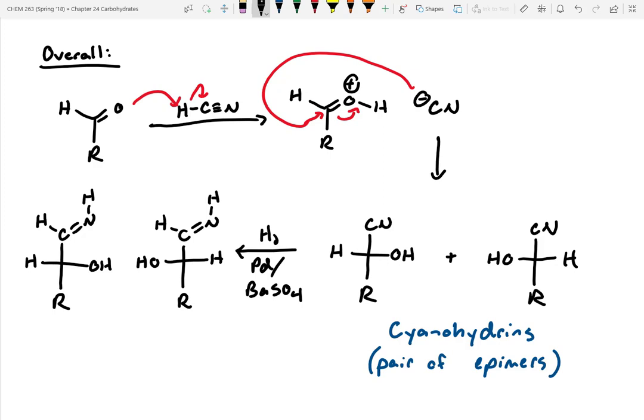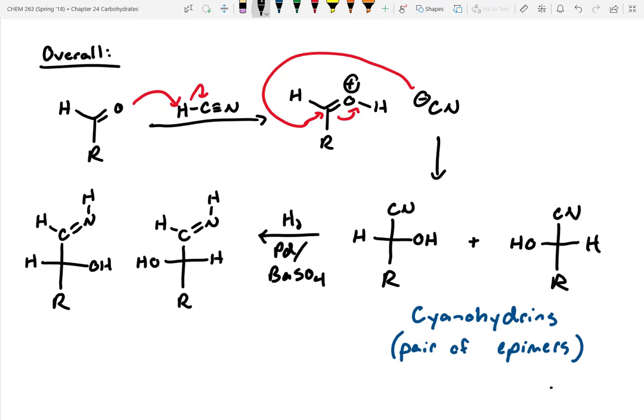What are these functional groups called that we just made? They're no longer nitriles or cyanohydrins. What do we call a carbon-nitrogen double bond like that? Oh man. Come on, guys. Imines, exactly. It's not an enamine, right? We don't have a carbon-carbon double bond. We have a carbon-nitrogen double bond. So this is a pair of imines. They're still epimers, right? Because they do differ at only one stereocenter.